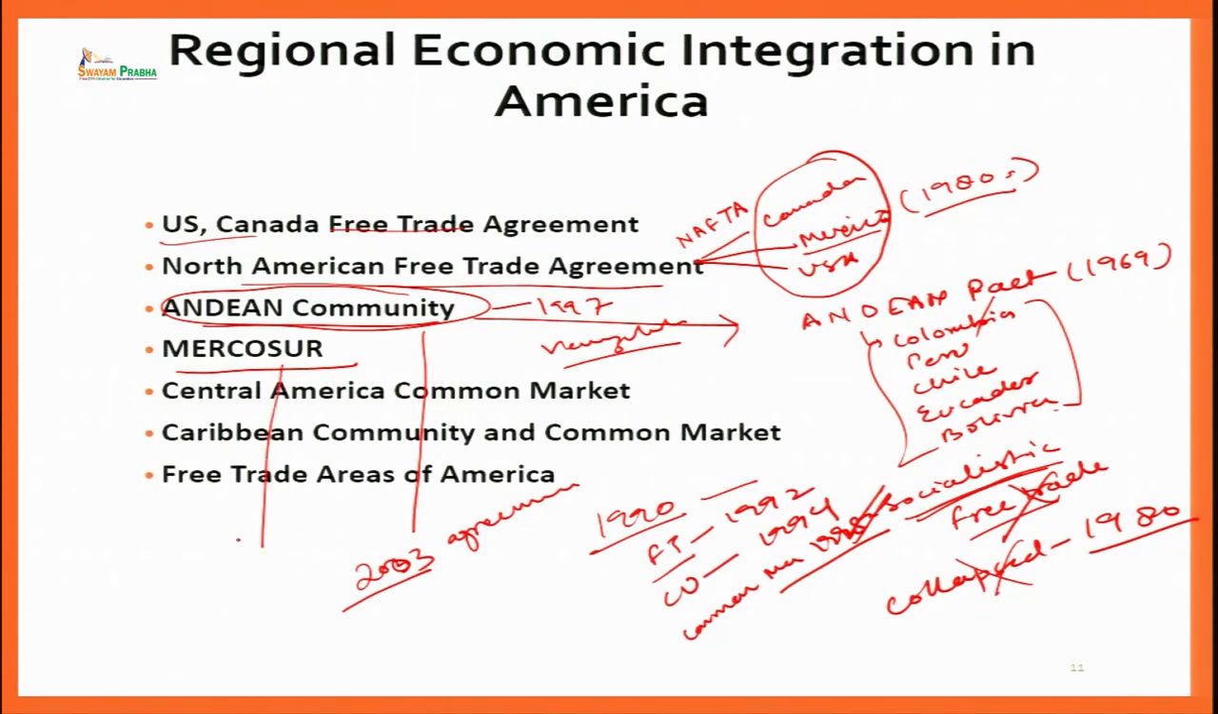Right. And it was formed with two members. Initially, there were only two member countries. One was Argentina, and the other was Brazil. With these two member countries, Mercosur was formed. An agreement was signed between the ADN community and Mercosur. Later, Paraguay also joined, and Uruguay also joined, and Bolivia and Chile are the associated members of Mercosur.